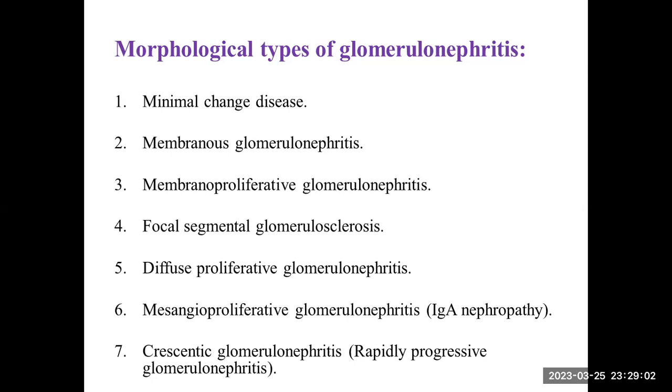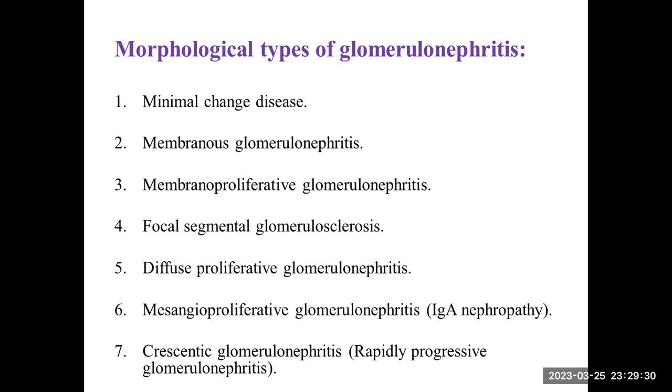There are three main studies. The first study is light microscopy. The second study is electron microscopy. And the third study is immunofluorescence studies. Each one of these will give you specific information. In the light microscopy, you will learn about the thickness of the glomerular basement membrane. And number two, you will know the degree of cellularity in the glomerulus. And these are very important changes.